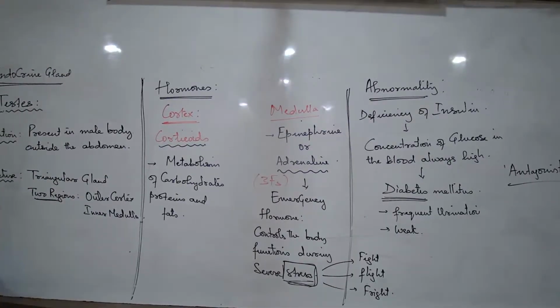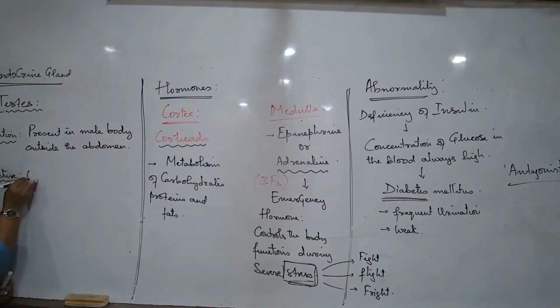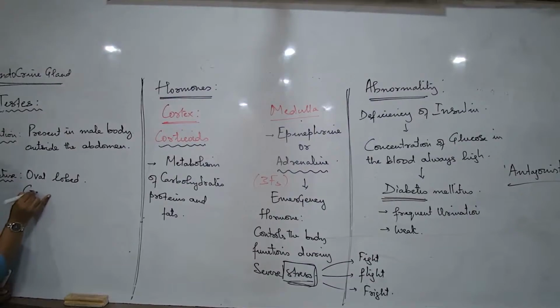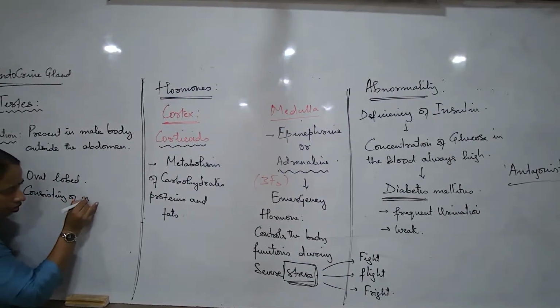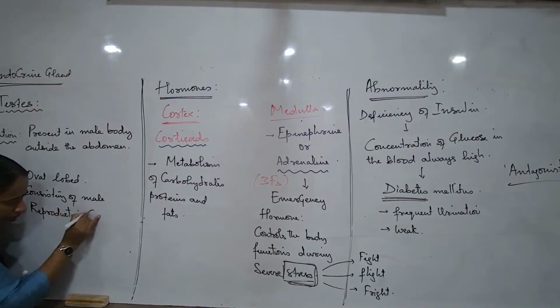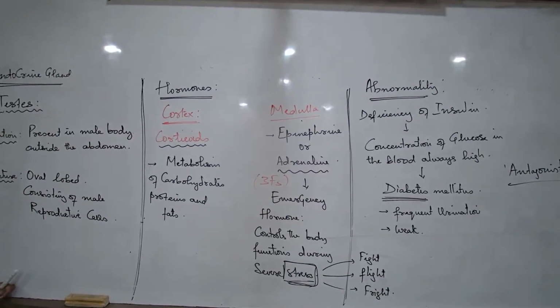Structure. Now the basic structure of the gland, the basic structure of the testes. To understand, the testes is an oval lobe structure consisting of male reproductive cells, and it has specialized cells for releasing hormones.